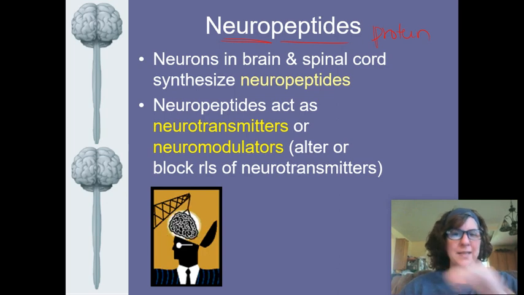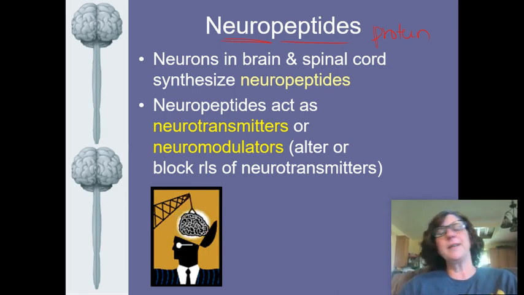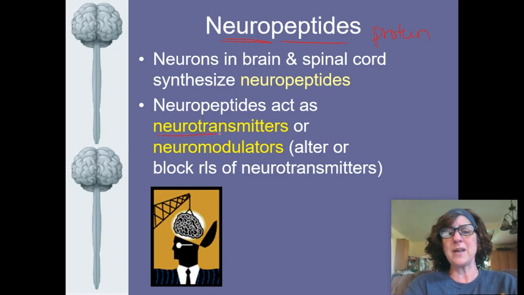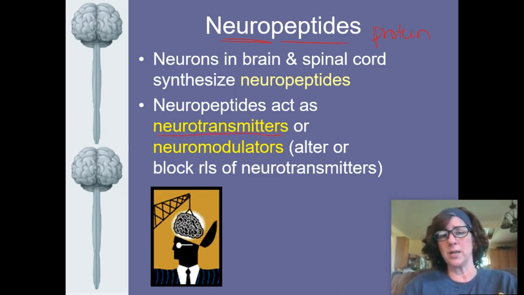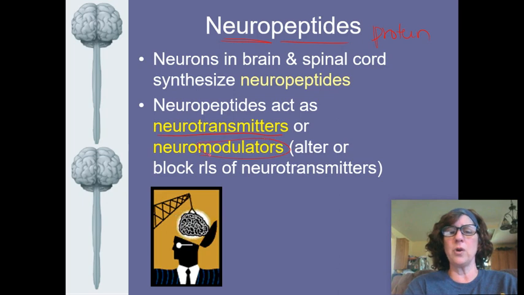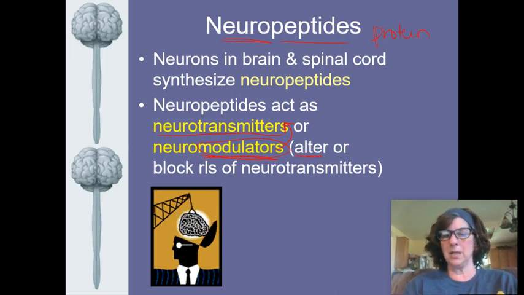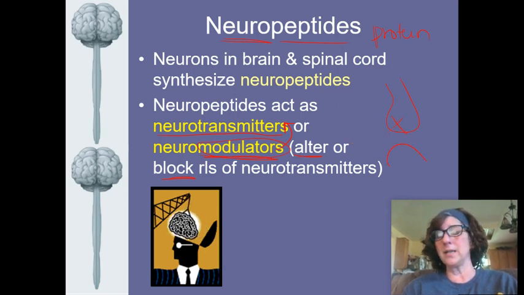So neuropeptides have various actions, just like the neurotransmitters do. Some of these actually are neurotransmitters, so they may act as neurotransmitters. Some of them are what we call neuromodulators. So a neuromodulator is something that's going to act on a neurotransmitter and either alter its actions or completely block the action of that neurotransmitter. So that again, where that neurotransmitter is being released into the synapse, it really isn't at that point. So it just stops that whole action of that neurotransmitter. So your impulse, it's a dead end at the end of that one axon.